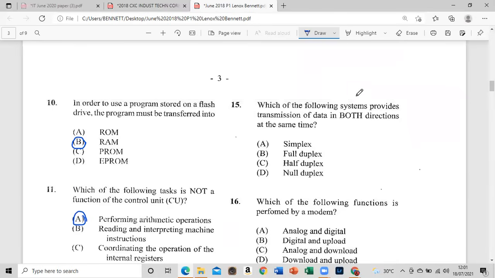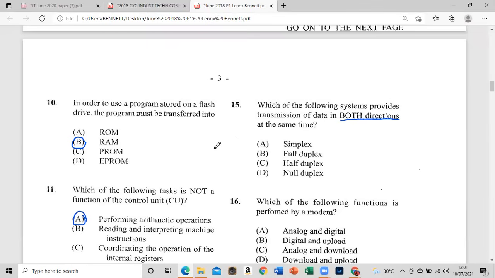15. Which of the following systems provides transmission in both directions? When you see the word both, you know to say full, right? So full duplex, that would be B.